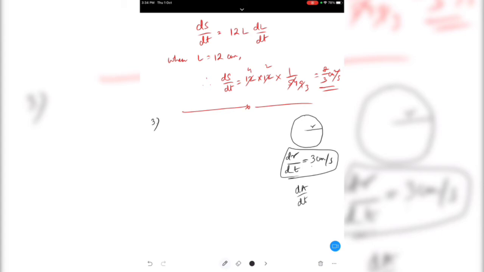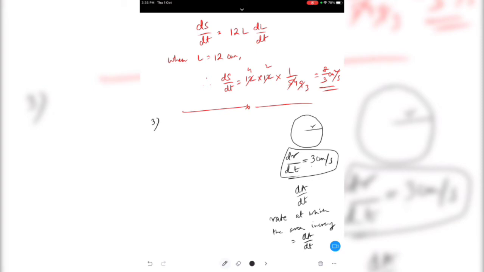Look, there is one concept I need to tell you. When the question says, the rate at which the area is increasing, if they ask you a question like this, it means they're asking you dA/dt.